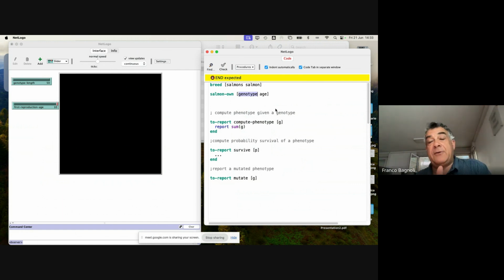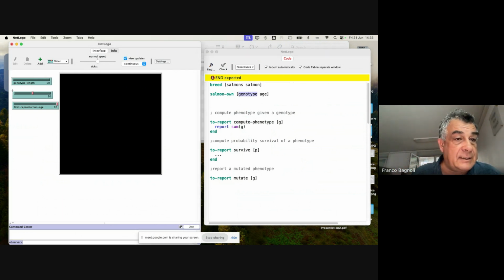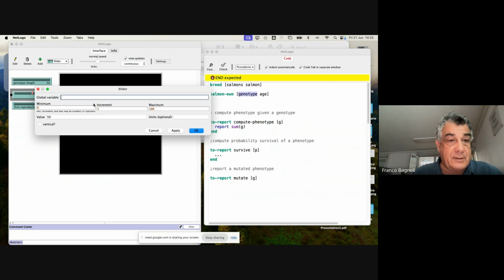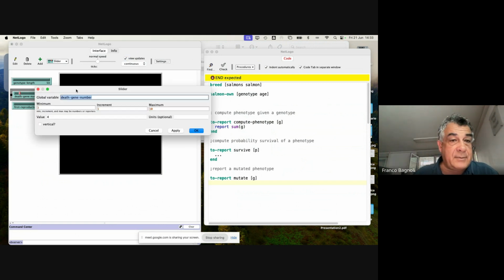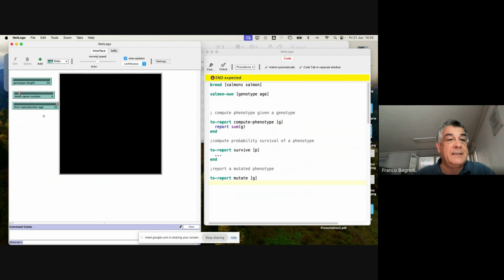The genes can be 0, which are good genes, or 1, which are bad genes. And so if they activate, I don't know, we can put it here, the death gene number, say from 3 to something. So maybe if they activate 4 bad genes, this is the limit, so the death. Okay. So if they activate 4 bad genes, they die.